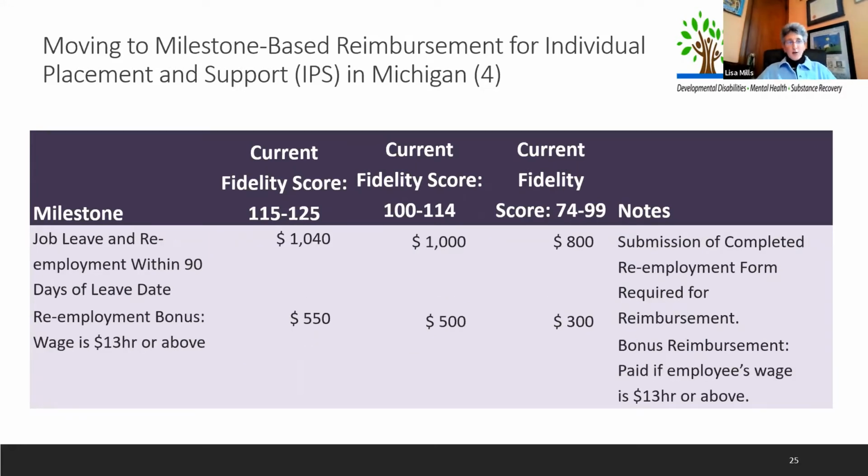Last milestone, job leave and reemployment within 90 days. This was, again, another thing that was identified as an area where they wanted to incentivize reemployment quickly if there was a reason why a person left a job, because how quickly they got reemployed tied to whether they continued to be employed. So they put in place a milestone that somebody leaves a job, the provider works with them and they're reemployed within 90 days. There would be a payment made to the provider for that work of getting the person reemployed timely. They also, again, implemented the bonus if the wage rate for the new job was $13 an hour or higher.